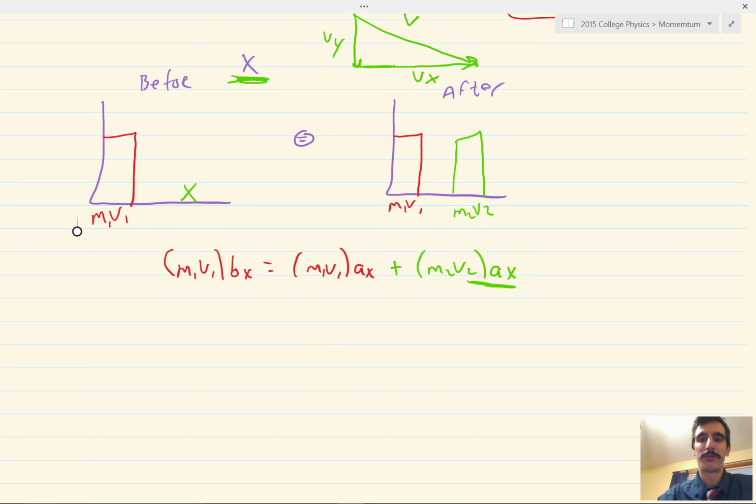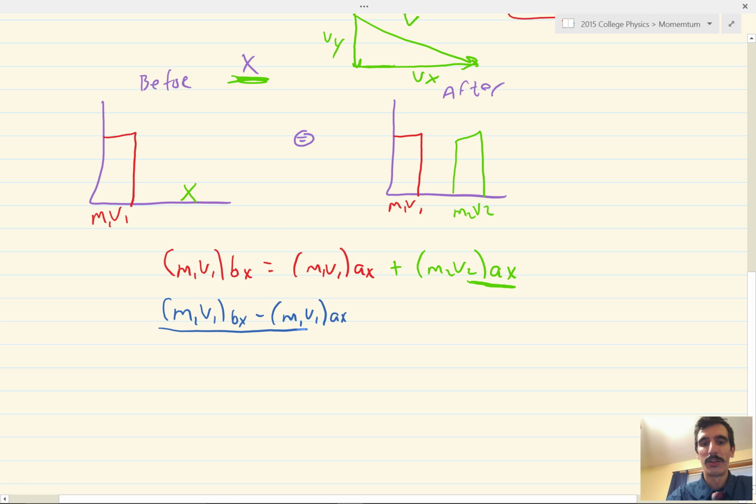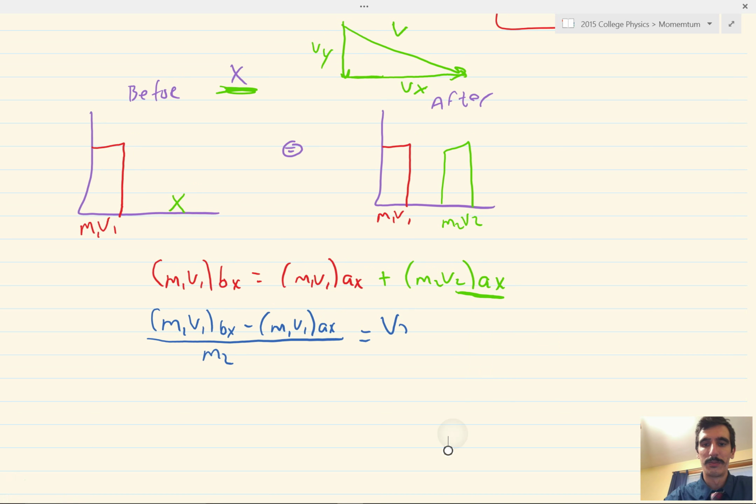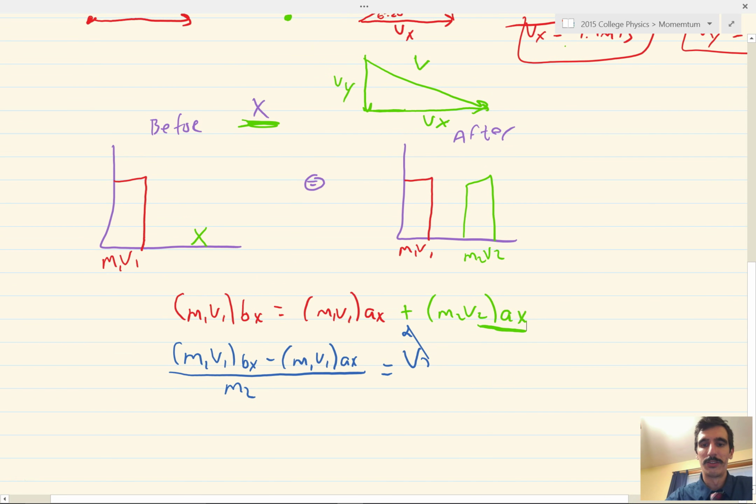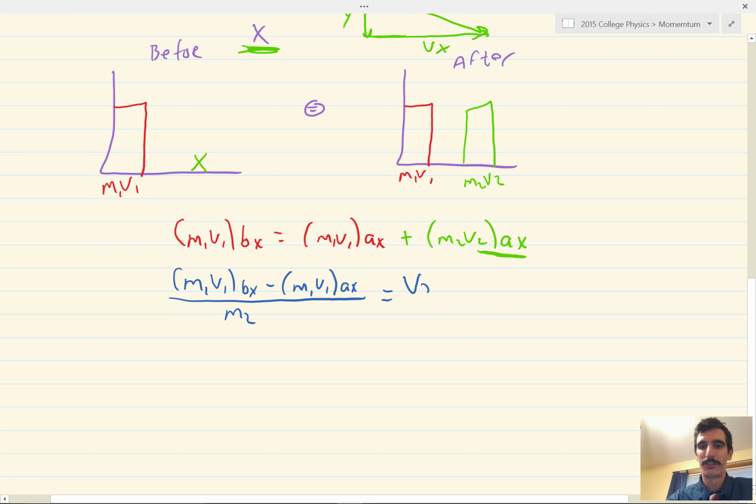So let's get that by itself. We'll use a neutral color. So we're going to subtract M1V1 after in the x direction. So we've got M1V1 before in the x direction minus M1V1 after in the x direction, all over M2. And that's equal to V2 after in the x direction.